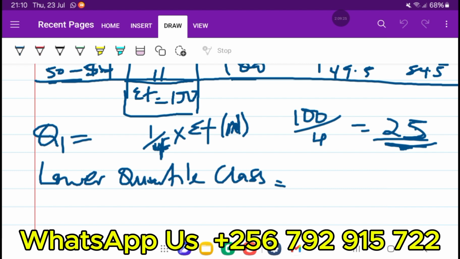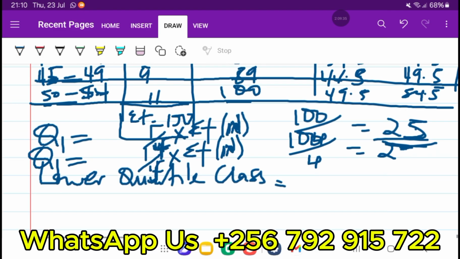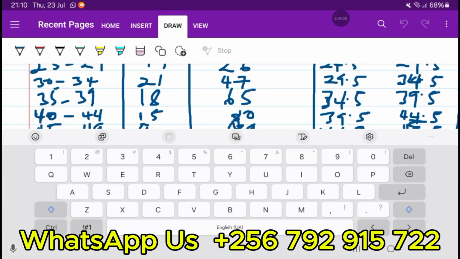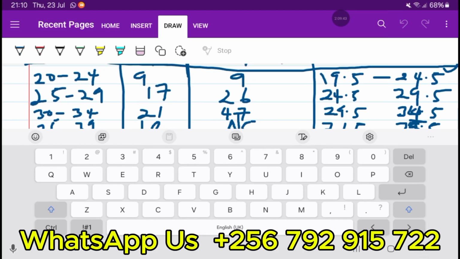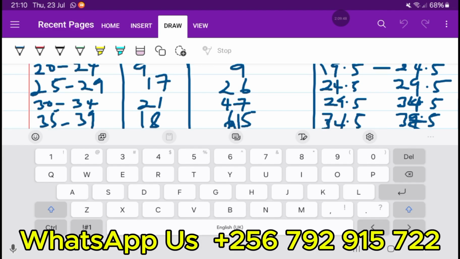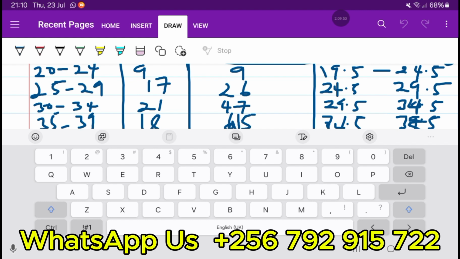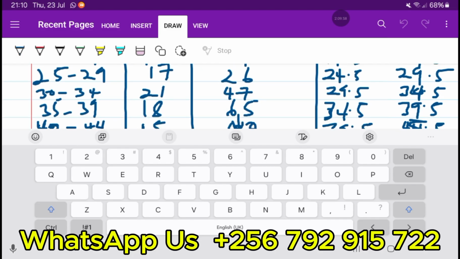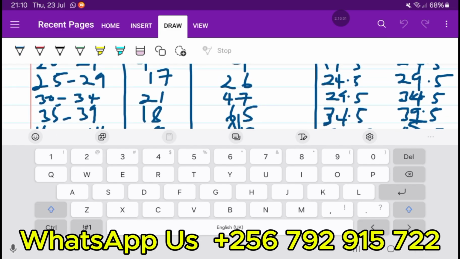26 is in a class of 25 to 29. If you look at it here, that 26 is within the class of 25 to 29. This one, you check from the cumulative frequency column.